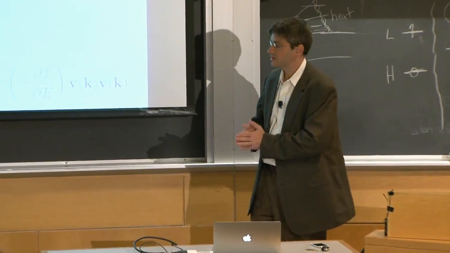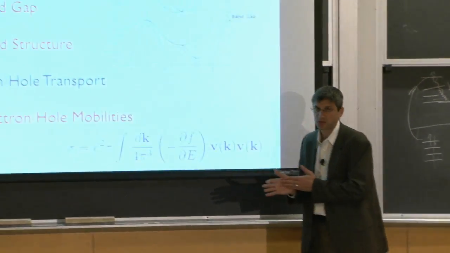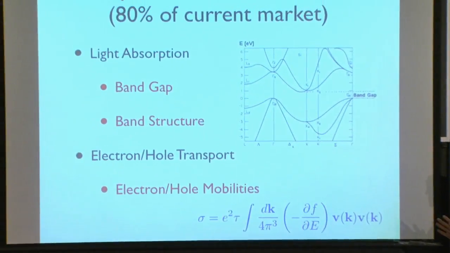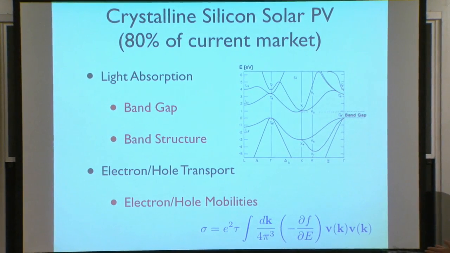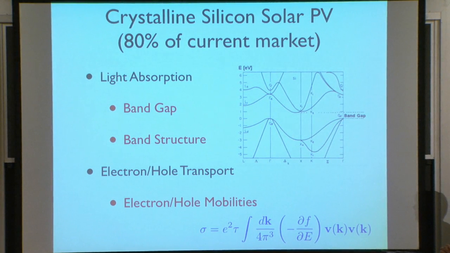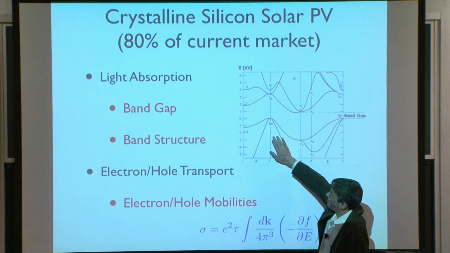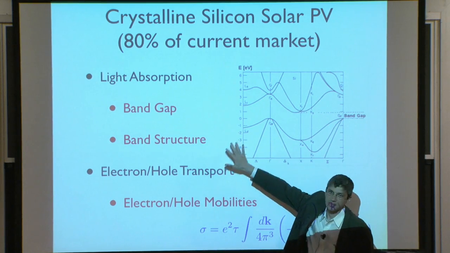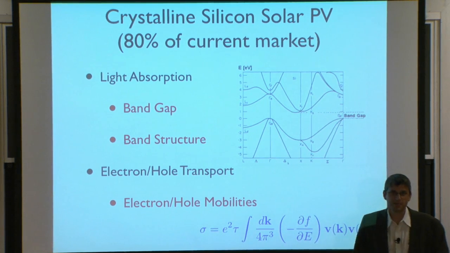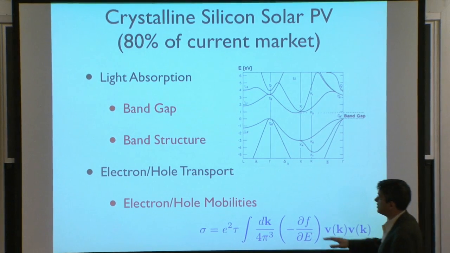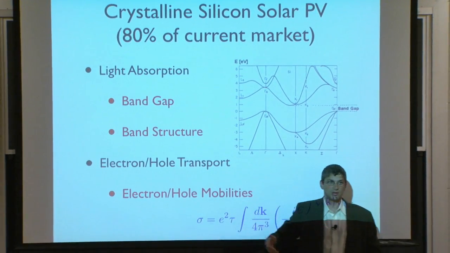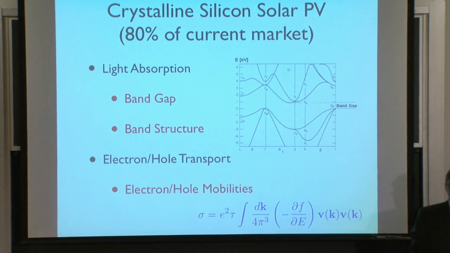Okay, so this is what I've been talking about, but I'll give you a few more specific examples. In crystalline silicon, which is still, I don't know if it's 80%, maybe it's between 70 and 80% of the market, the band structure, the band gap, and the electron and hole mobilities are all something we just talked about. And it all comes from the band structure. So you get the band structure of the material, and these properties of the picture we just showed fall out.